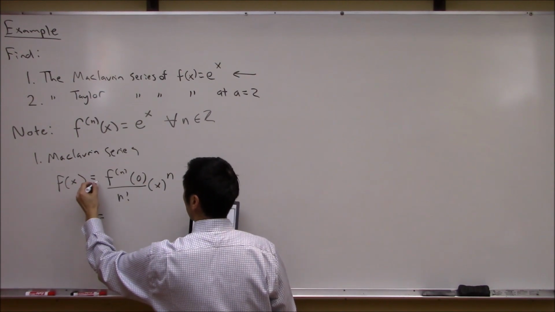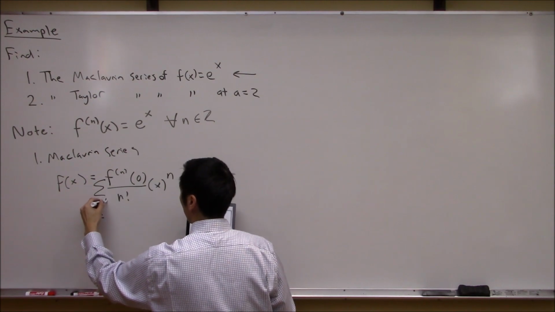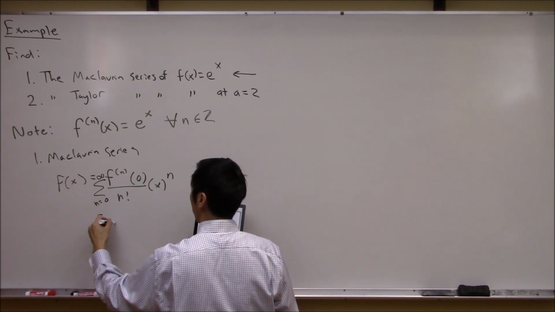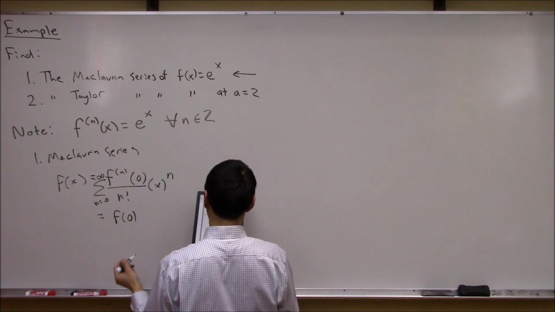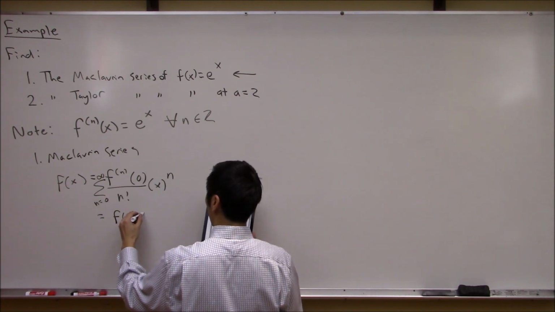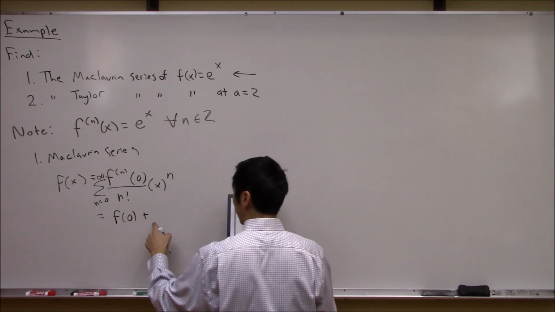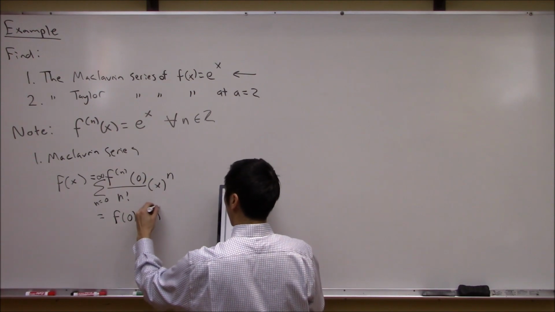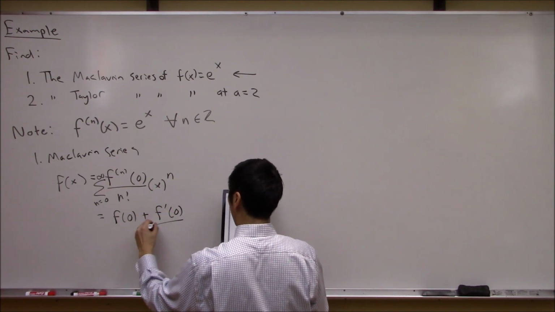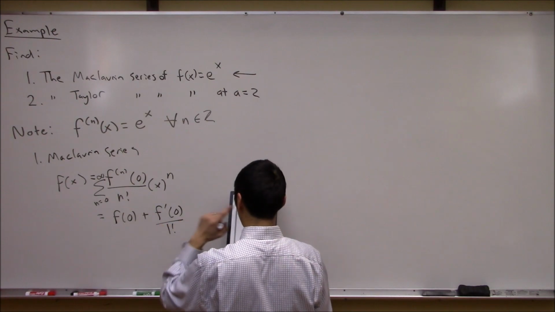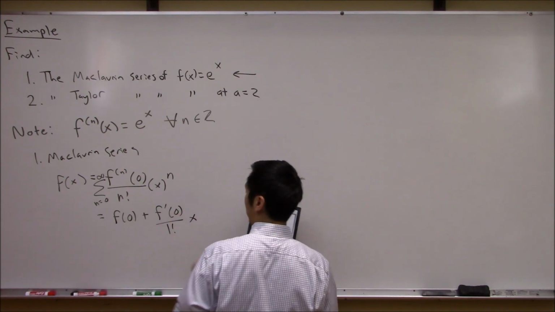Oh, whoops, sorry, there should have been a big sum here. Sum equals 0 to infinity, right? So this is basically f at 0, that's the n equals 0 term. Now the n equals 1 term is f prime at 0 all over 1 factorial. That's a coefficient. And then I have just x, right?